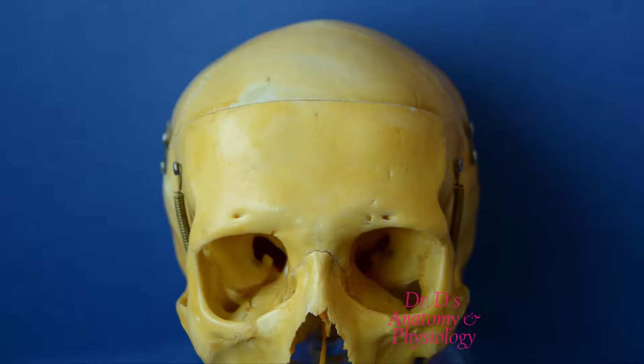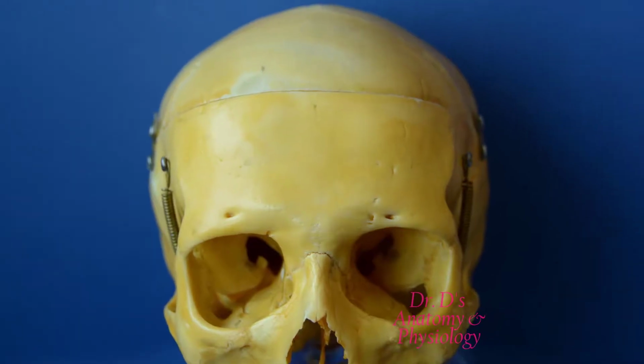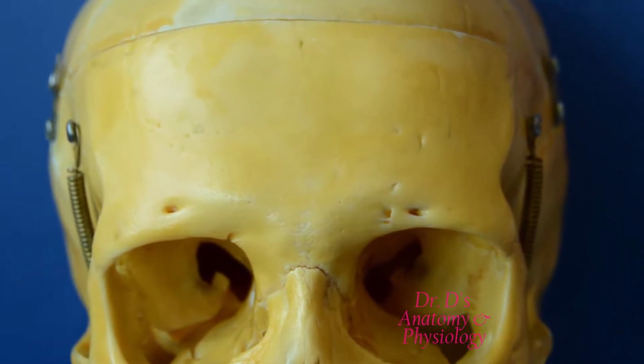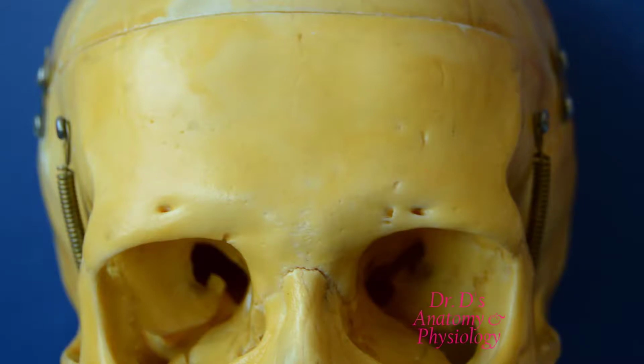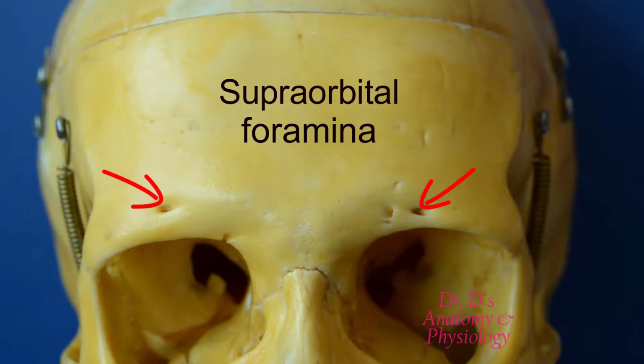Here is another skull, and you can see the superciliary arches fairly well in this skull also. But also notice that in this skull, we don't have supraorbital notches. Instead, we have distinct supraorbital foramina.